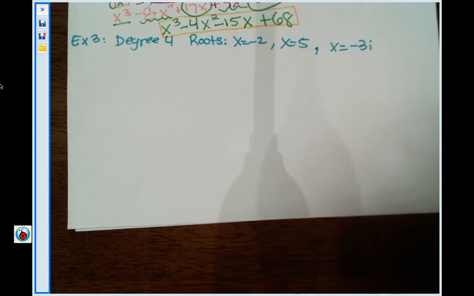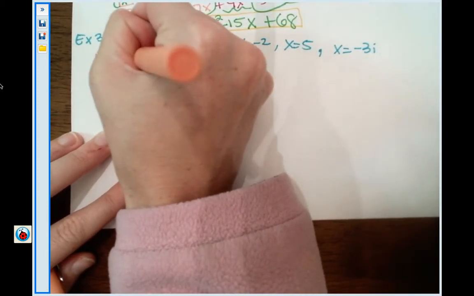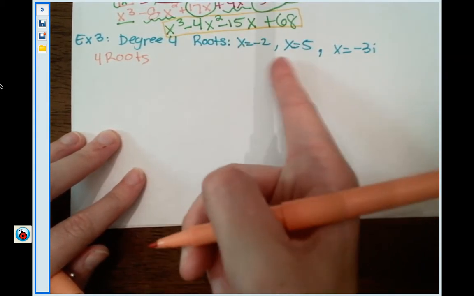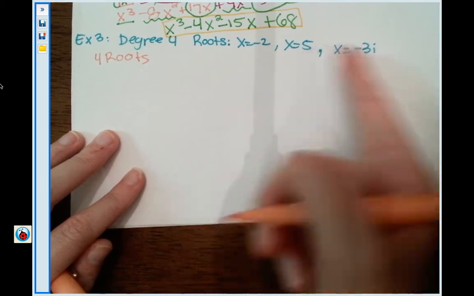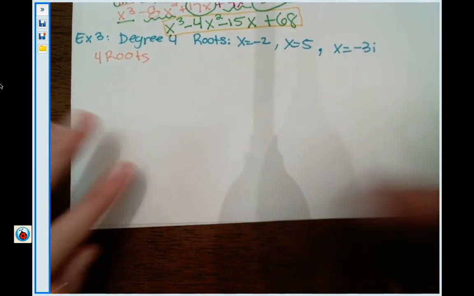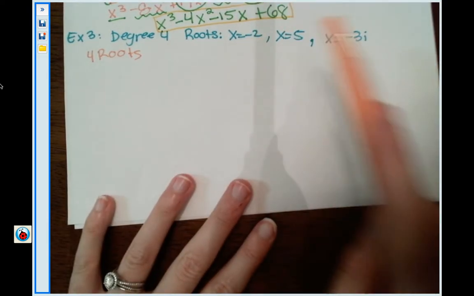Alright guys, so we have a degree 4 polynomial, which remember, that means I should have the same amount of roots. So this is telling me I should have 4 roots. But wait a minute. In the problem, it just gave me 1, 2, 3 roots. I got x equals -2, x equals 5, and x equals -3i. What is going on? I have 2 real and 1 imaginary.